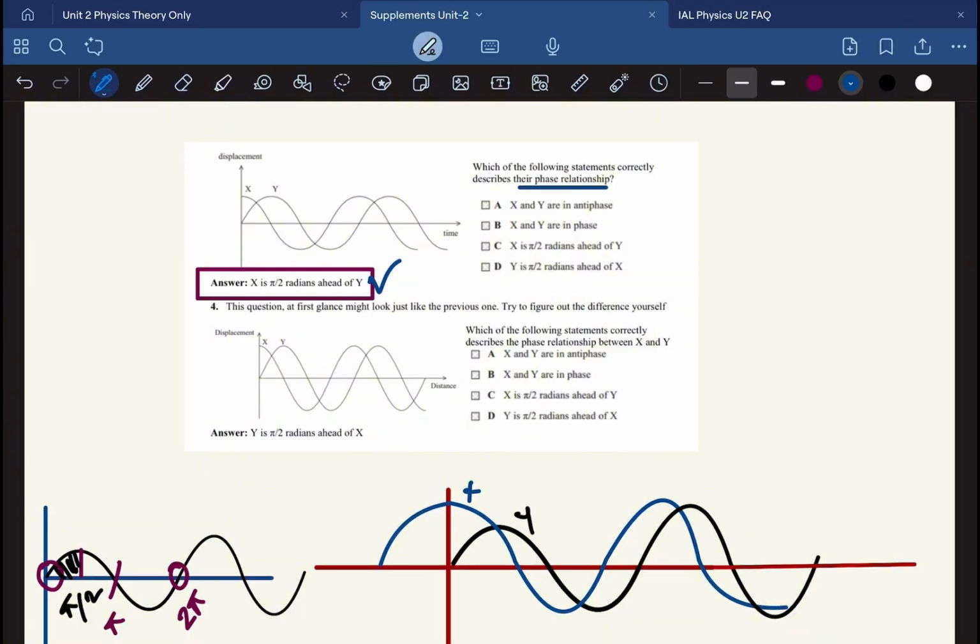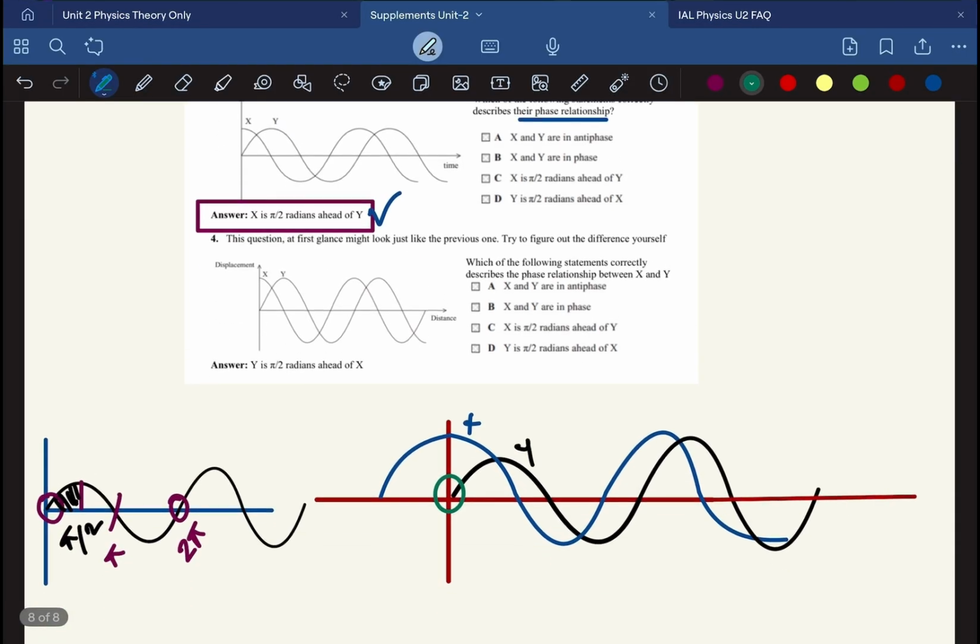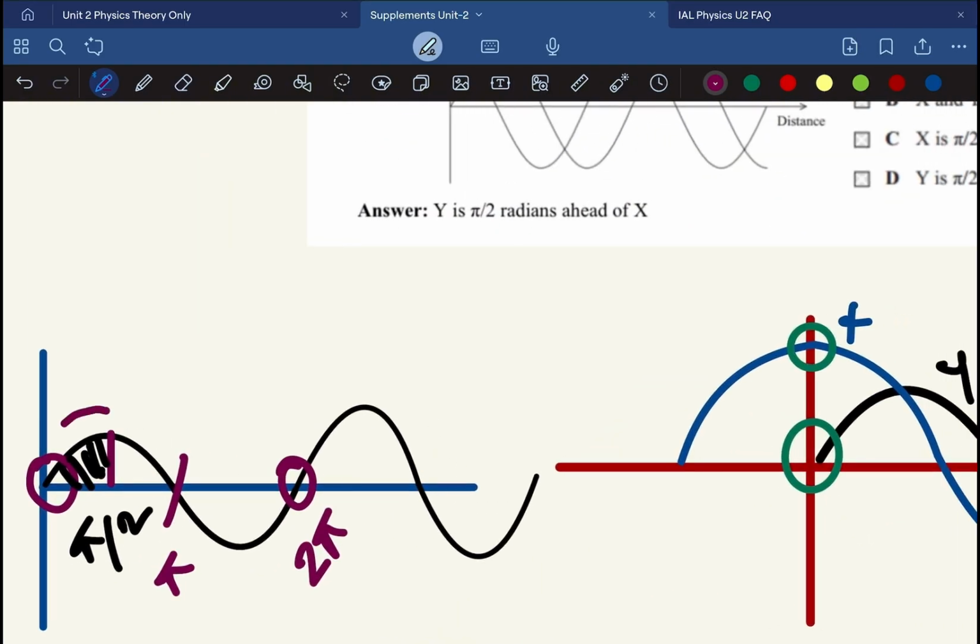So basically what does that actually mean? That actually means that at the point when y was at 0 displacement, or when the y just started, at that time the x was at its maximum displacement. And we know to cover this maximum displacement it has covered this pi by 2 distance. It has covered this pi by 2, right?